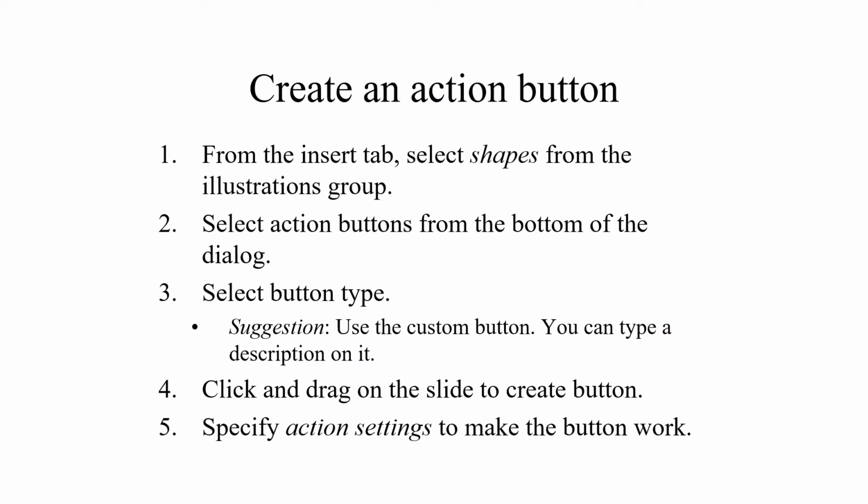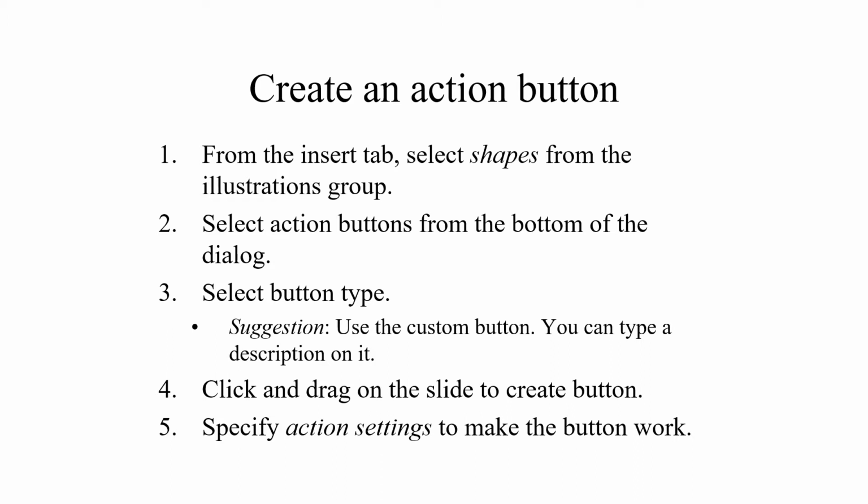Well, first of all, go to the Insert menu item in PowerPoint and select Shapes from the Illustrations group. Select Action Buttons. Now these are located at the very bottom of the dialog. Over the years, they have migrated to the bottom of the dialog. So unfortunately, today, in the current versions of PowerPoint, a lot of people miss them because they're way at the bottom. So go right to the bottom of the dialog and then select a button type.